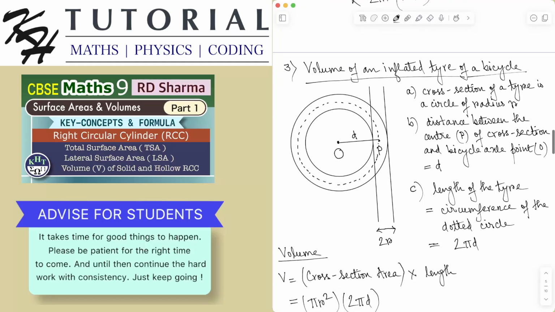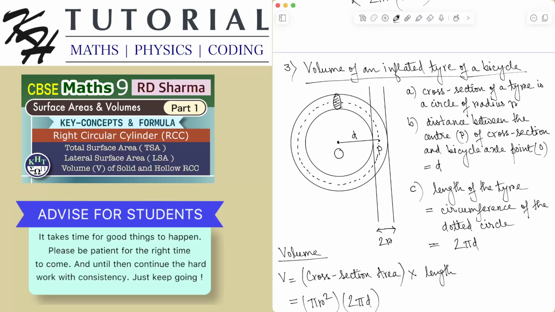Now this is a very conceptual thing. Consider an inflated tire of a bicycle. If you are asked to find the volume of an inflated tire of a bicycle, and you are given only two pieces of information. One is that the cross section of an inflated bicycle tire is a circle. So this is a cross section, basically a circle.